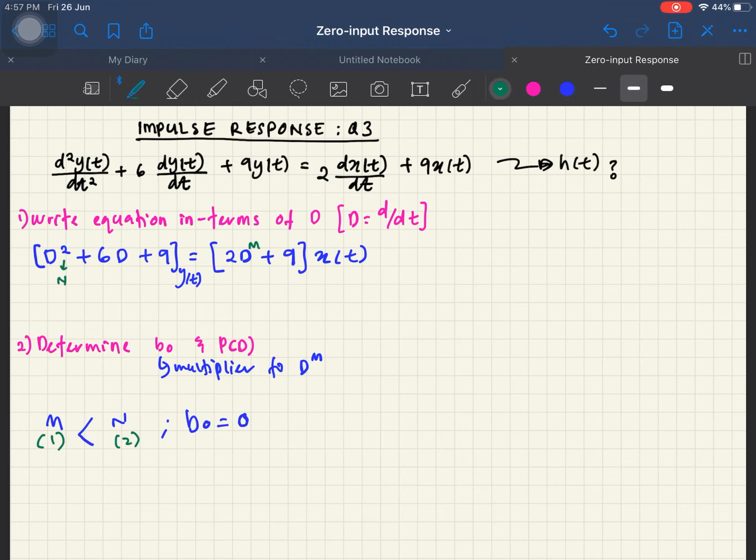Now, P(D) is simply the polynomial over here. This is P(D). While the polynomial for the output is known as Q(D). Therefore, P(D) is equal to 2D plus 9.